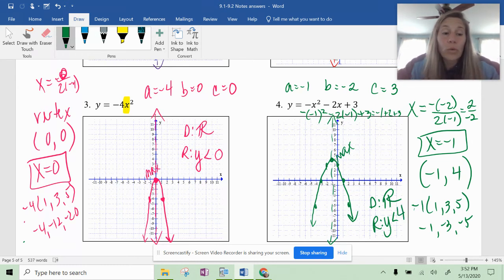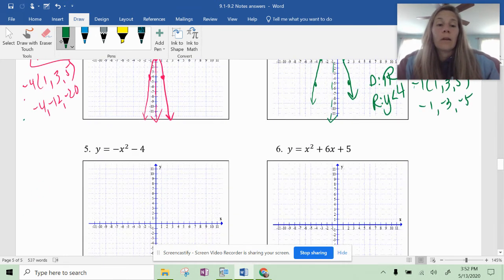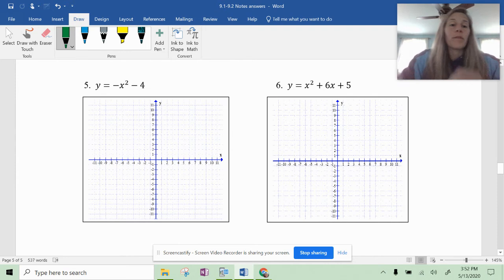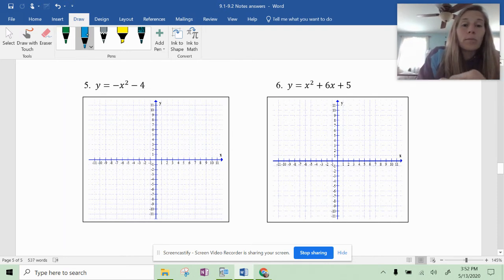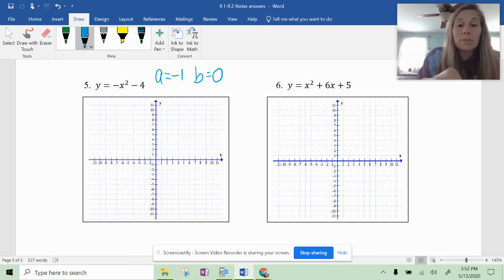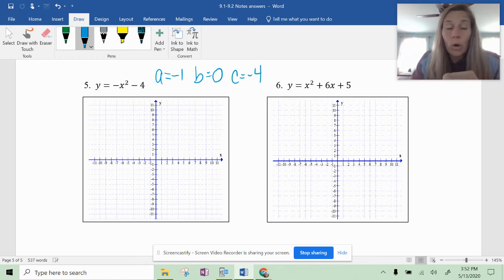Okay, so I've got 2 more to go through with you for a little extra practice. Now take a look at number 5. Now on number 5, we're missing a term. Which term is it? Well, we have the a, that's the number in front of the x squared, and it's -1. But the b is missing, so the b is 0, and then the c would be that -4.